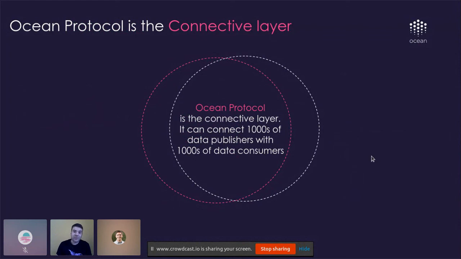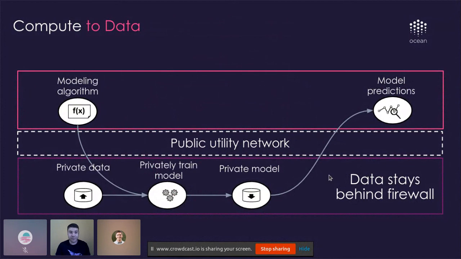One of the ways we can do that is, of course, by enabling people to sell their data over the blockchain. But we're taking that one step further, and one of the things we've been working on is something we call compute to data. This enables you to create your modeling algorithm and bring it to the data, and what you get back is your modeling predictions. So the data itself is never exposed to the consumer. The data sits behind a firewall, and you can still compute on it without ever exposing it to the consumer.